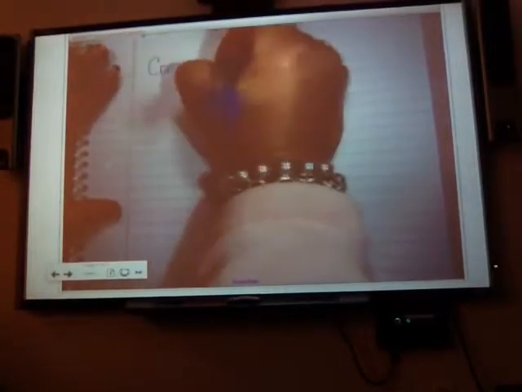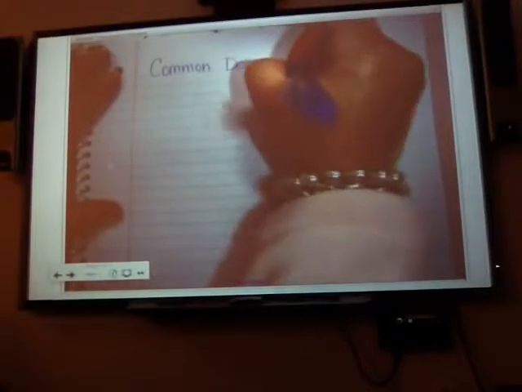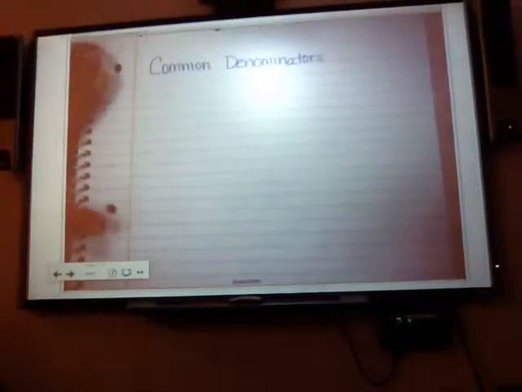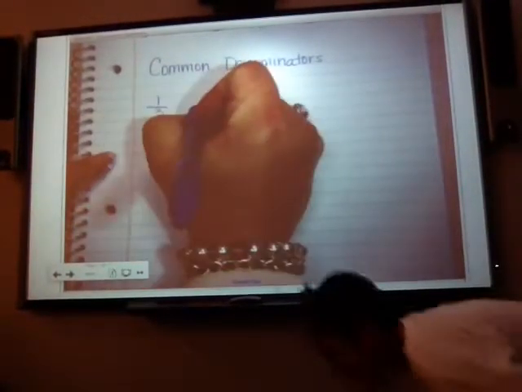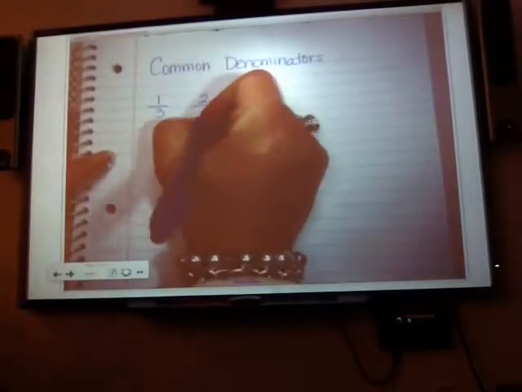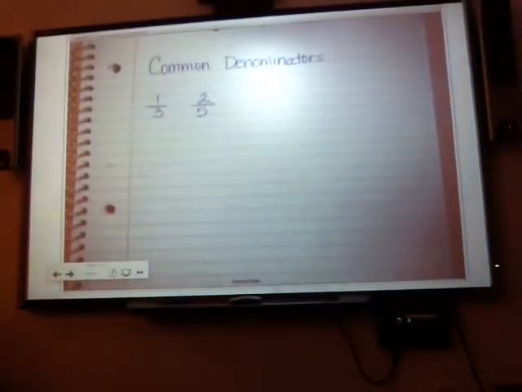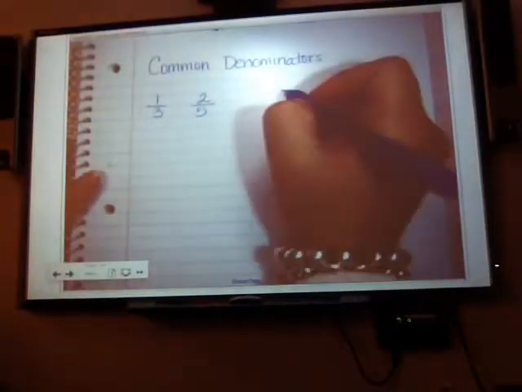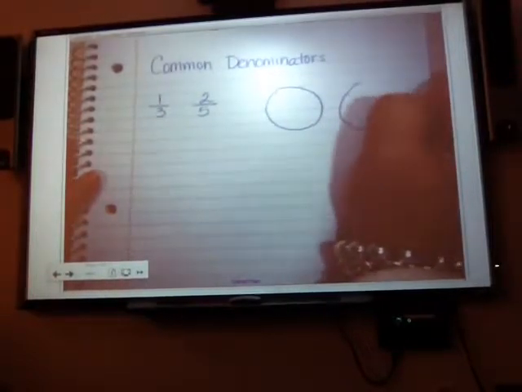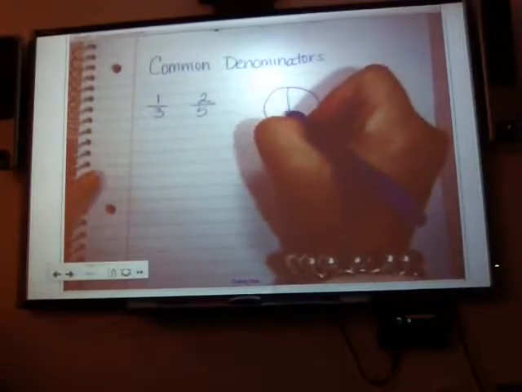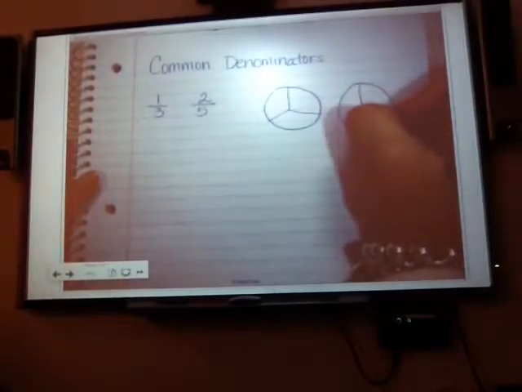We are going to create common denominators. We're going to be creating common denominators while we are creating equivalent fractions. So for instance, you've got 1/3 and 2/5. If I were to draw this, again, drawing fractions is not what you need to do to truly compare them, but I'm just trying to show you. So I've got 1/3 and I've got 5ths.